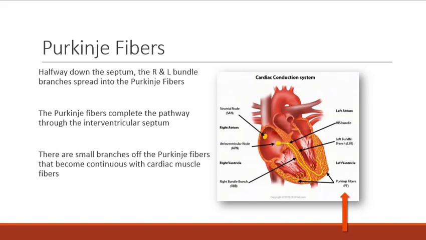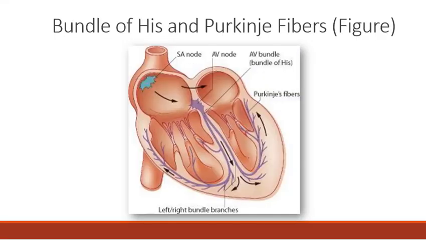Halfway down the septum, the right and left bundle branches spread into the Purkinje fibers. The Purkinje fibers complete the pathway through the interventricular septum. There are small branches off the Purkinje fibers that become continuous with cardiac muscle fibers. So here's another artistic representation of the bundle of His and Purkinje fibers.